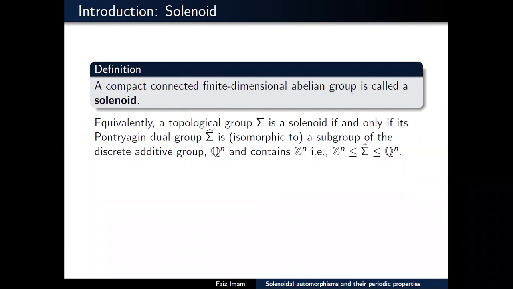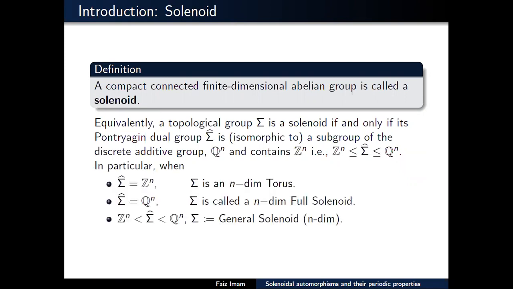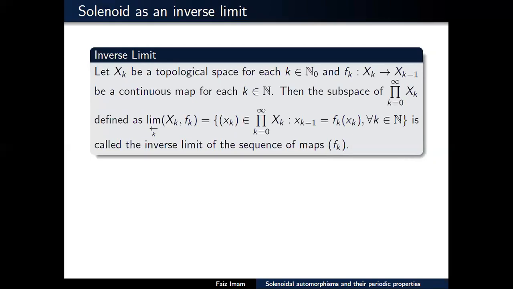Right now, still a lot of work is pending in this. So I'll just tell you a bit about what work has been done. For the extreme left and right ends, where sigma hat equals Zn, sigma is an n-dimensional torus. And for the right end, when sigma hat equals Qn, it's called an n-dimensional full solenoid. And in between, it's called an arbitrary solenoid or a general solenoid of n dimension. Okay, so moving ahead, first we look at solenoids.